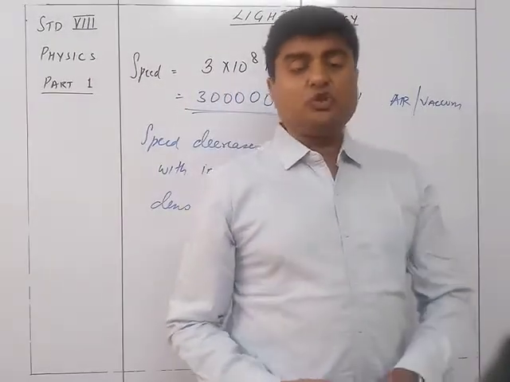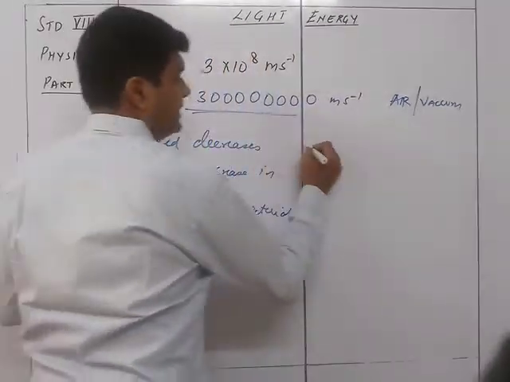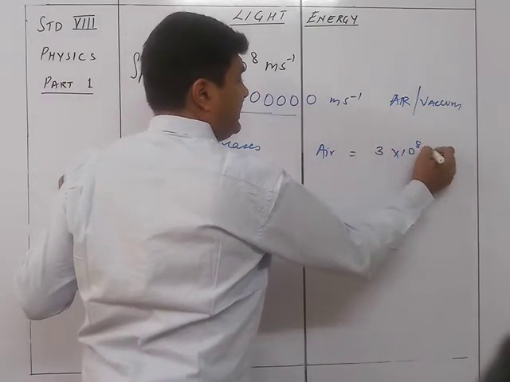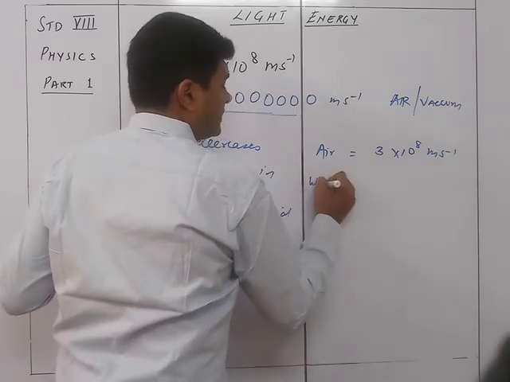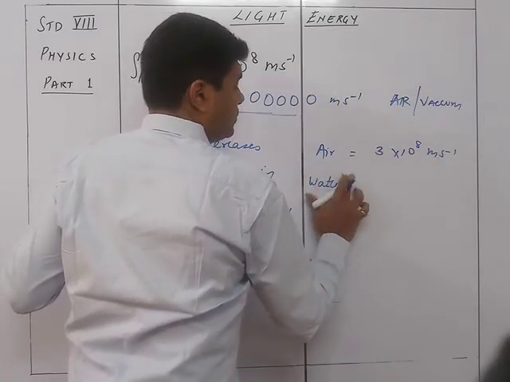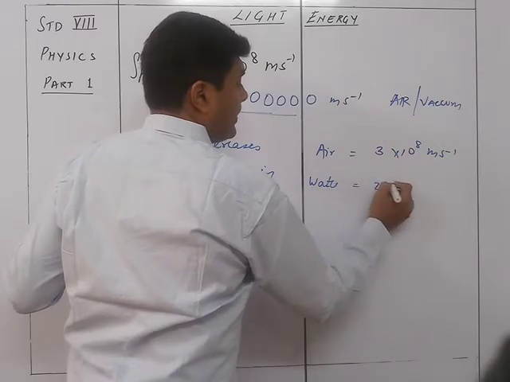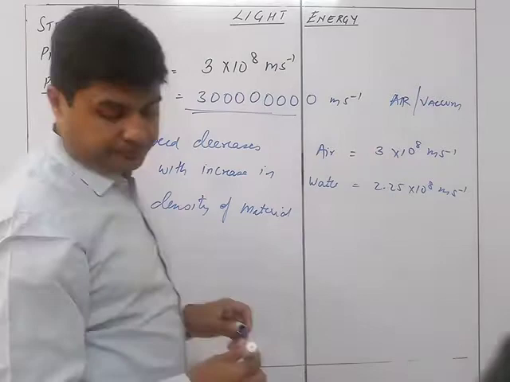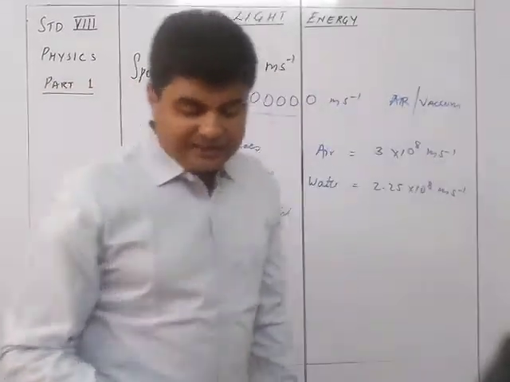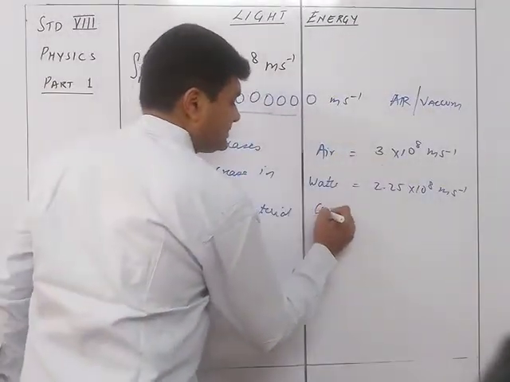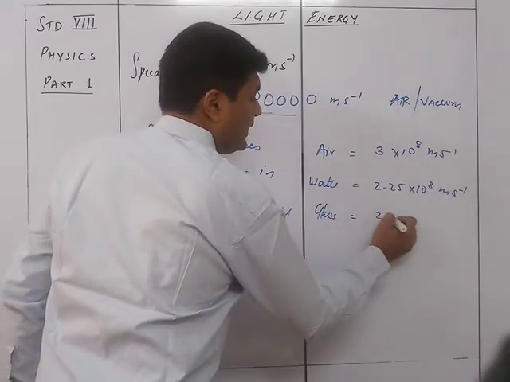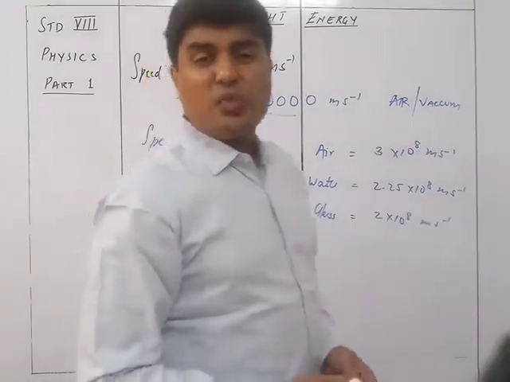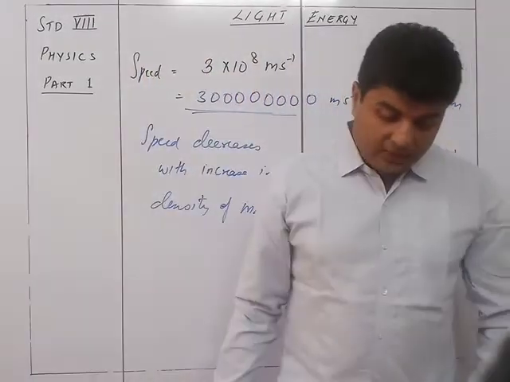In water, it is 2.25. So in case of air, the speed is equal to 3 into 10 raised to 8 meter per second. In water, it is going to be equal to 2.25 into 10 raised to 8 meter per second, right? And in glass, it is 2 into 10 raised to 8 meter per second. So we find that glass is much more denser than water, right?